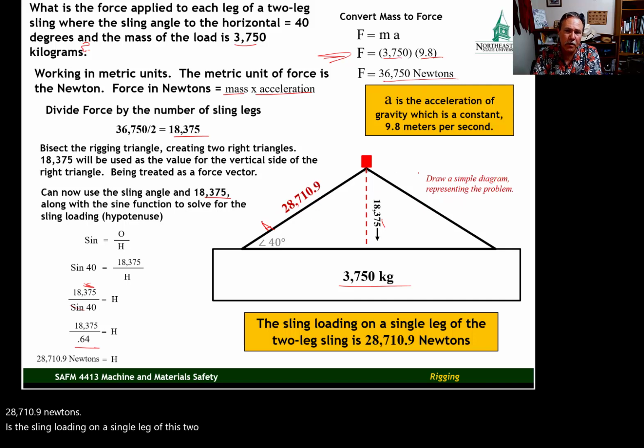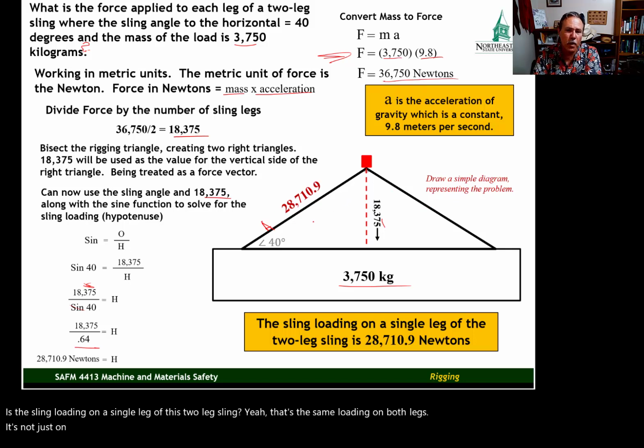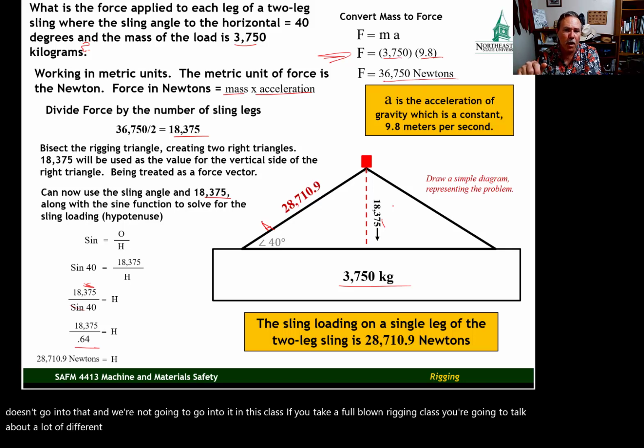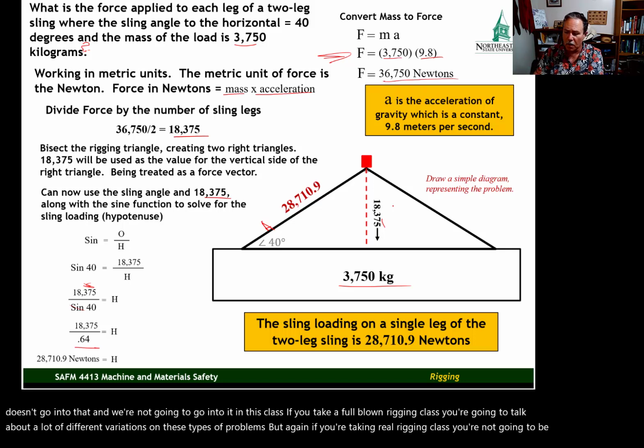Again, that's the same loading on both legs. It's not just on this leg. Now, there are situations where the loading could be different on different legs, but the CSP doesn't go into that, and we're not going to go into it in this class. If you take a full-blown rigging class, you're going to talk about a lot of different variations on these types of problems. But again, if you're taking a real rigging class, you're not going to be using trigonometric functions to solve the problems.